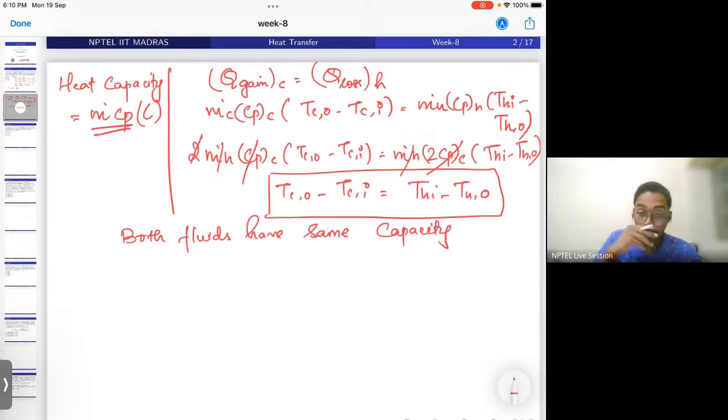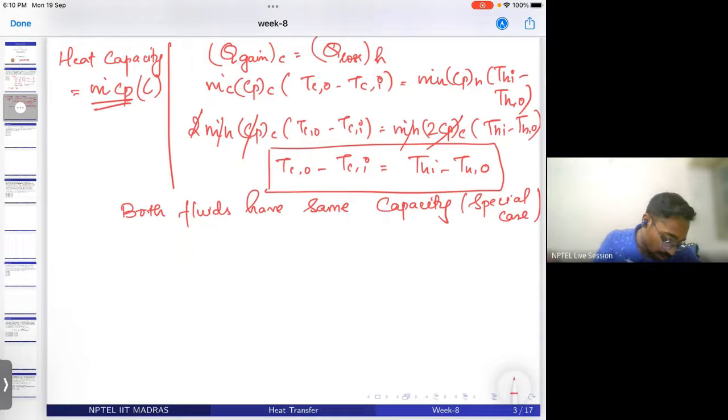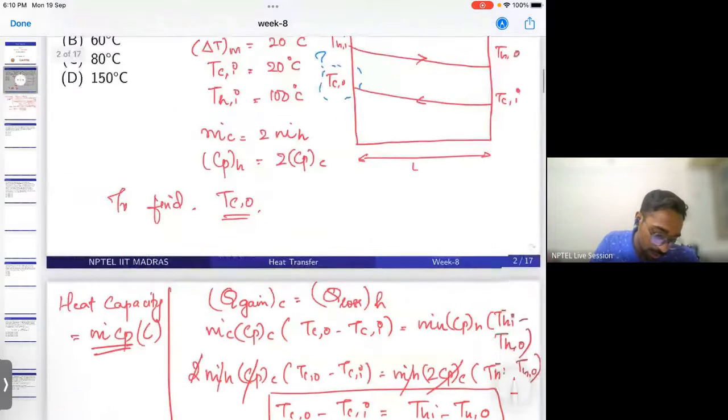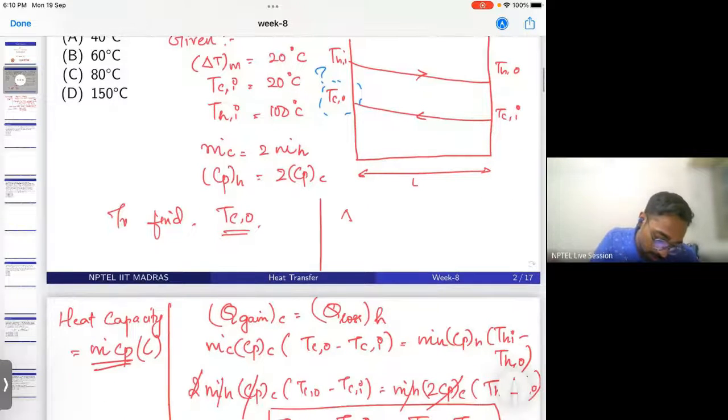Okay, this is a special case. Both the fluids have the same heat capacity. So what will be the LMTD? What is the definition of LMTD? It is delta Ti minus delta To divided by ln(delta Ti by delta To). Here it's a counter flow heat exchanger, so delta Ti is equal to Thi minus Tco and delta To is equal to Tho minus Tci.